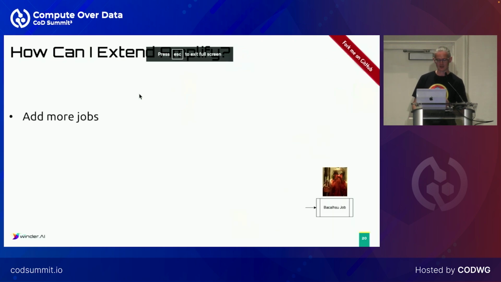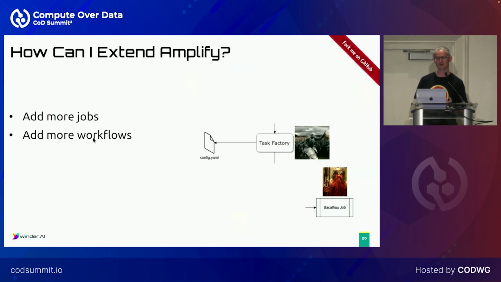Okay. Once you're using Amplify, how can you extend it? How can you make it better? First one is you can add more jobs. Very simple to do. Enrico's going to show you how that works. Second thing you can do is create new workflows to work on new data types, new ways of working. Again, very easy to do. Just add it to the config.yaml.